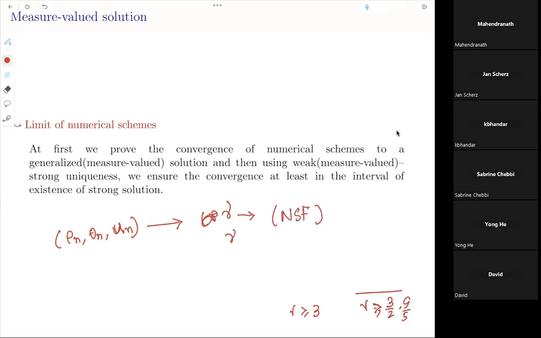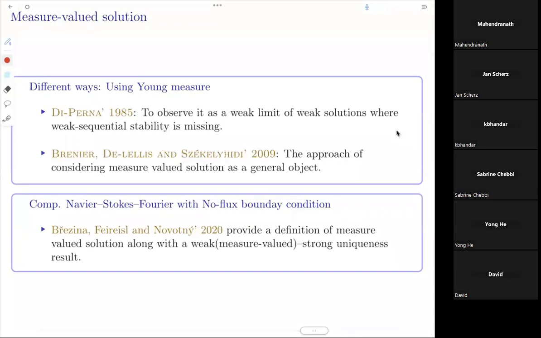But this measure valued solution nu satisfies some sort of weak-strong, or maybe measure valued weak-strong uniqueness property. So then you can say, at least on this small time, you have some sort of strong convergence in this small interval. So that's why we want to study the measure valued solution for this case.